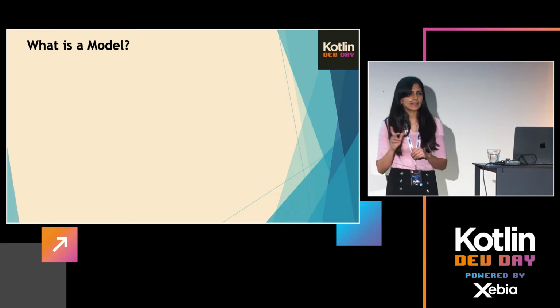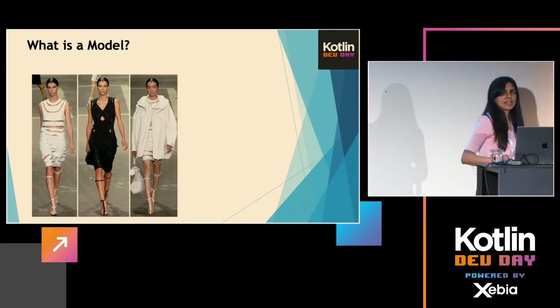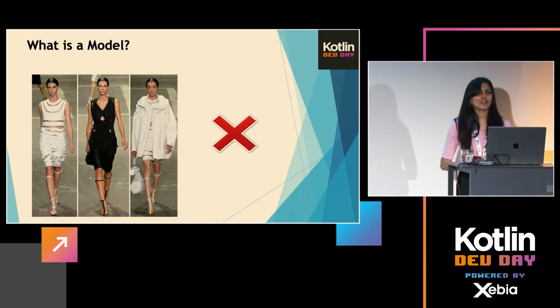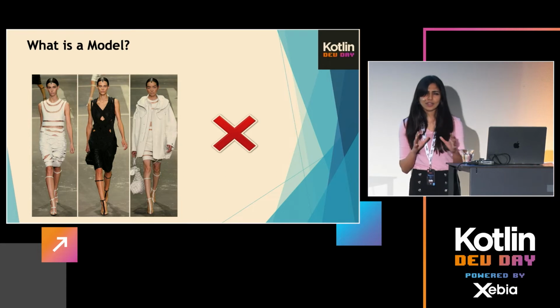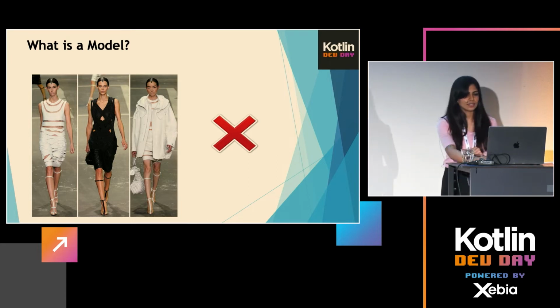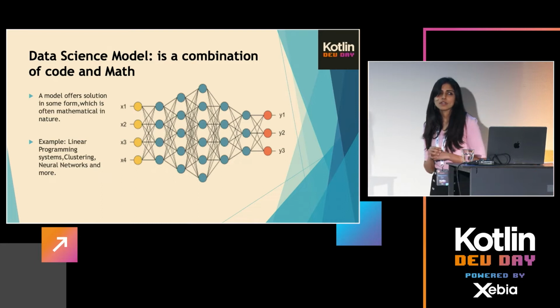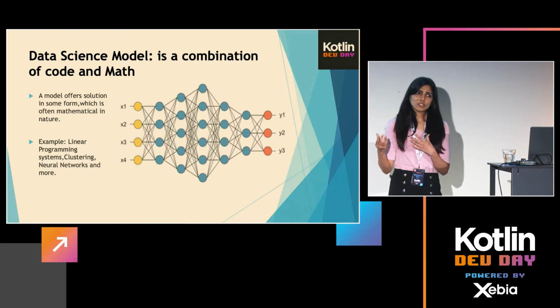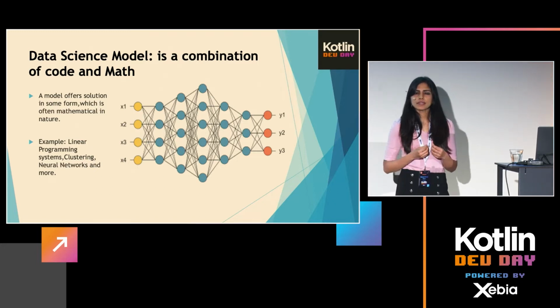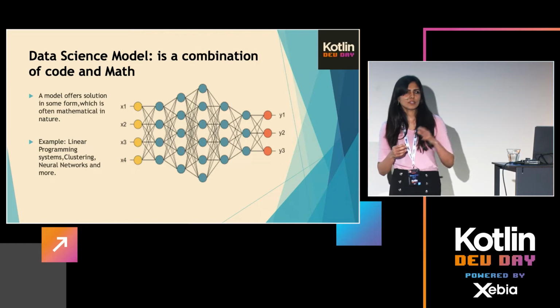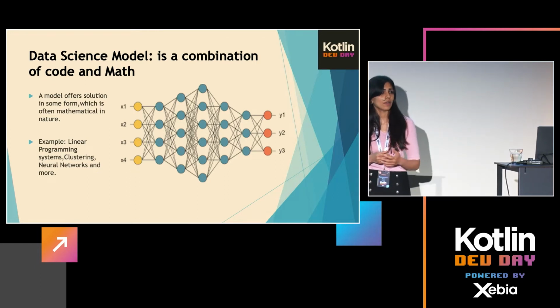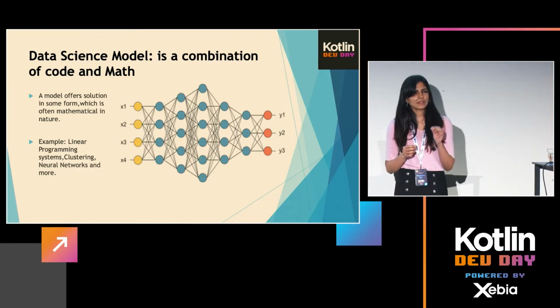Now let's go ahead and talk about a term which is used quite frequently in the data science world, and that is a model. Now, when I say the word model, that's what comes to mind. Unfortunately, I'm not talking about these fashion models today. I'm talking about something which is a bit more complex. So a data science model is a combination of code and maths. It's a solution, of course, to a problem, but more mathematical in nature. Many of you must have already heard about data science models such as neural networks, clustering, and so on. I hope you now have a rough idea of what a data science model is.